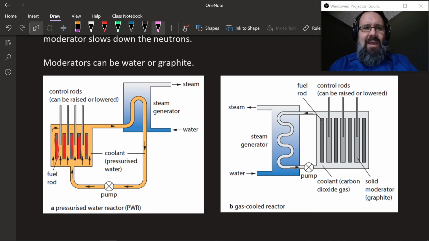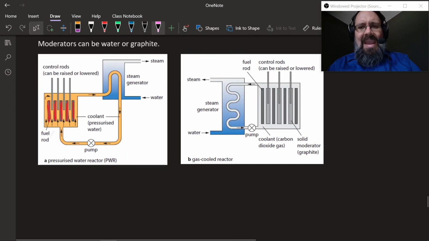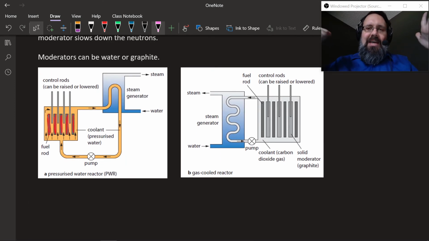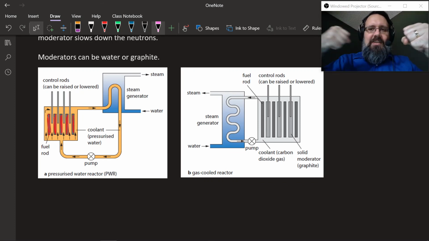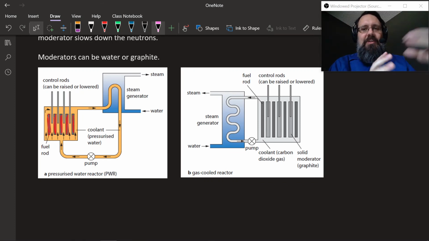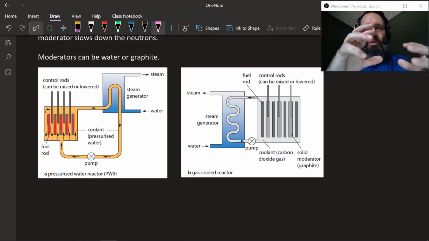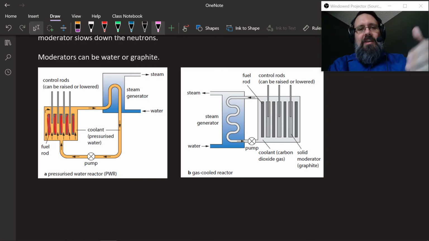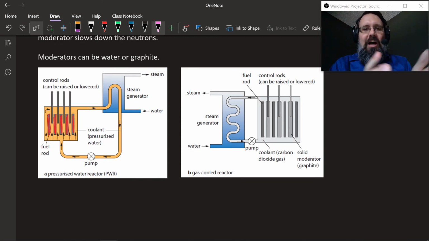They both have their advantages and disadvantages. The main issue is that you're slowing it down through collisions. The neutron is crashing into the moderator, and there's a transfer of kinetic energy. The neutrons are going to slow down, but the moderator is going to speed up like the particles are. And so the moderator is going to get really hot, and you're going to need to cool off or dump that energy somewhere.